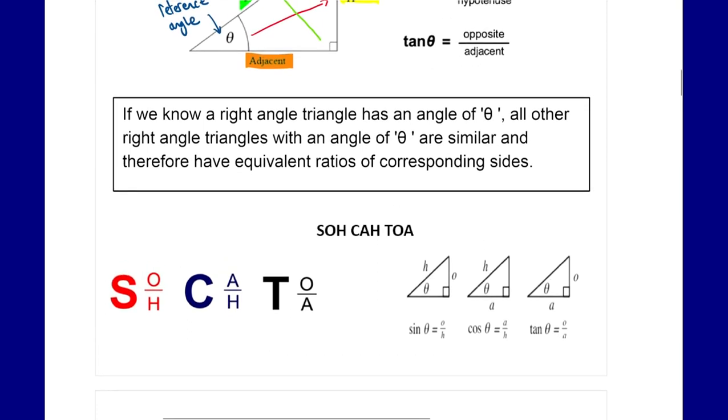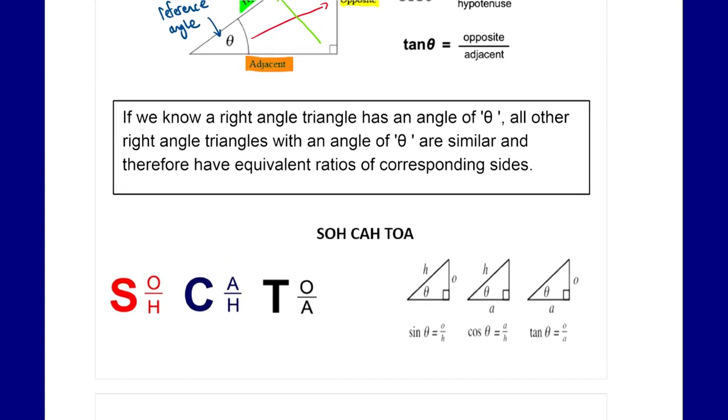So again, some acronyms. SOHCAHTOA, we can use that as the acronym to help us remember our three right angle trig ratios. So SOH, sine is equal to opposite over hypotenuse, CAH, cosine is adjacent over hypotenuse, and TOA, tangent is opposite over adjacent. So those are the three right angle trig ratios that we should be familiar with already.